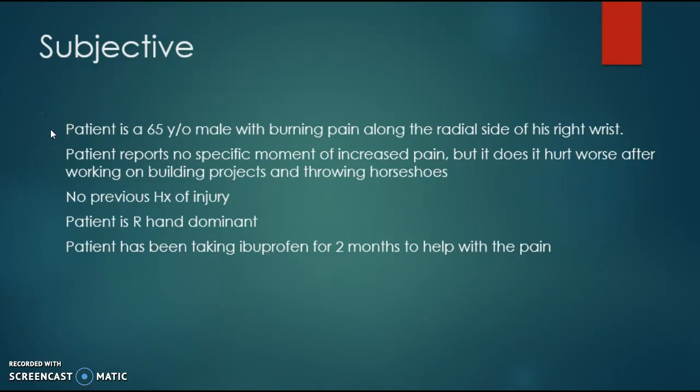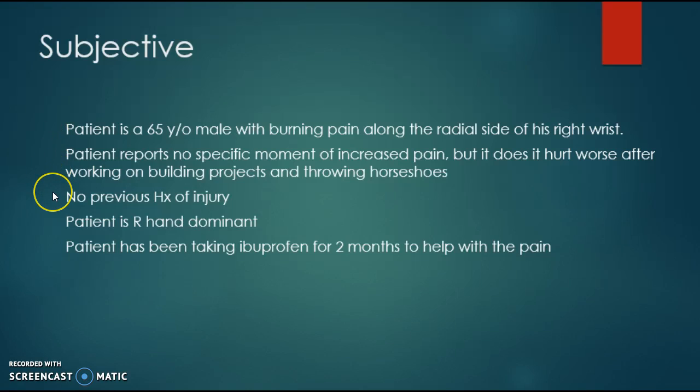Now let's do the eval. This is some of the history portion. The patient is a 65-year-old male with burning pain along the radial side of his right wrist. We already knew that. The patient reports no specific moments of increased pain, but it does hurt worse after working on his building projects and his horseshoe competitions.